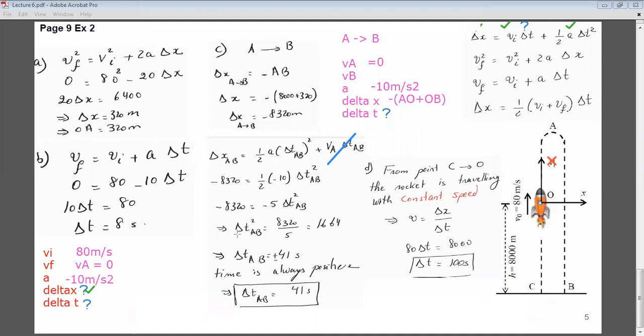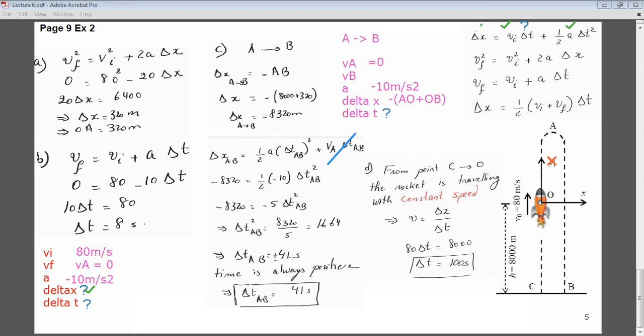Okay, when a quantity squared is equal to something, it means the quantity without the square is plus or minus that something. But time is always positive. And this is why delta t AB is 41 seconds and not minus 41 seconds.